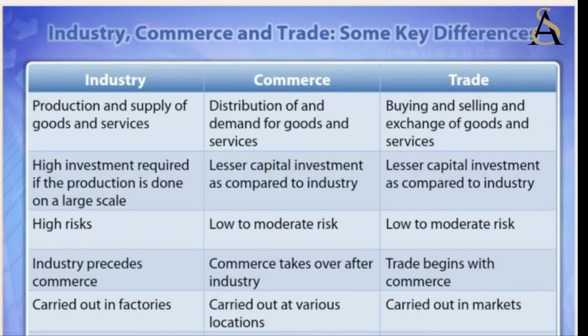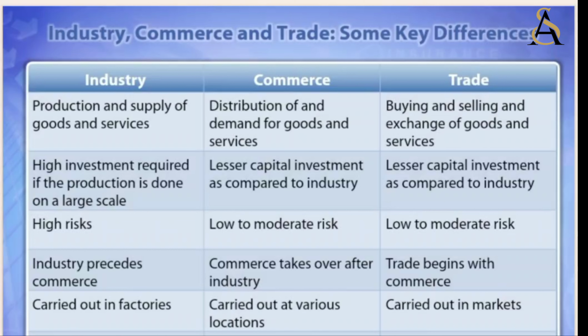Number 2, investment. There is high investment in case of industries. In case of commerce, there is less capital investment as compared to industry. And in trade, there is lesser capital as compared to industry and commerce. Number 3, risk. There is high risk in case of industry, low to moderate risk in case of commerce, and the same type of risk in case of trade.